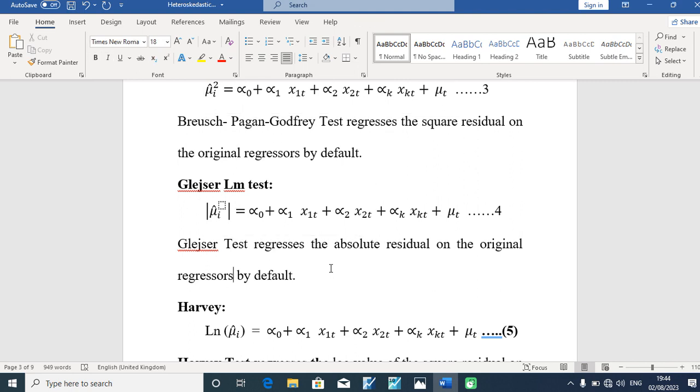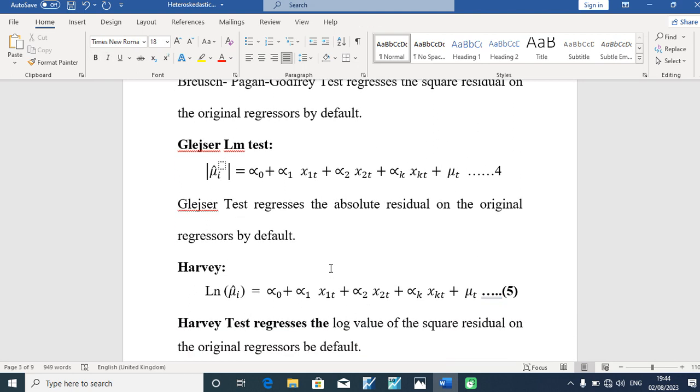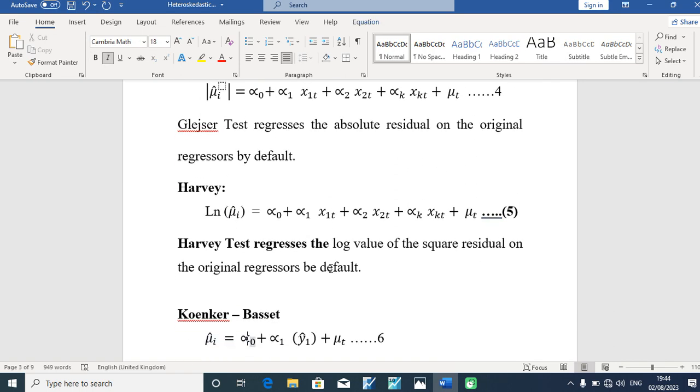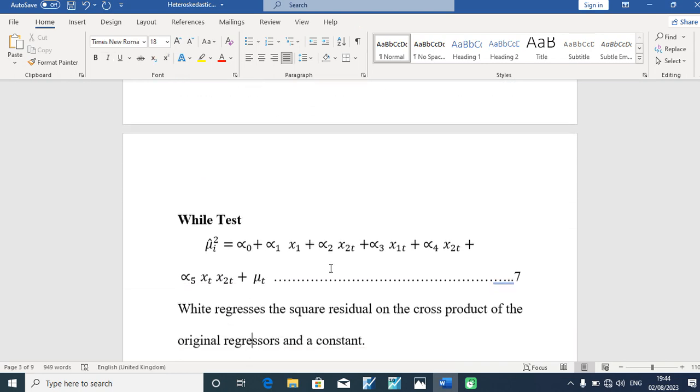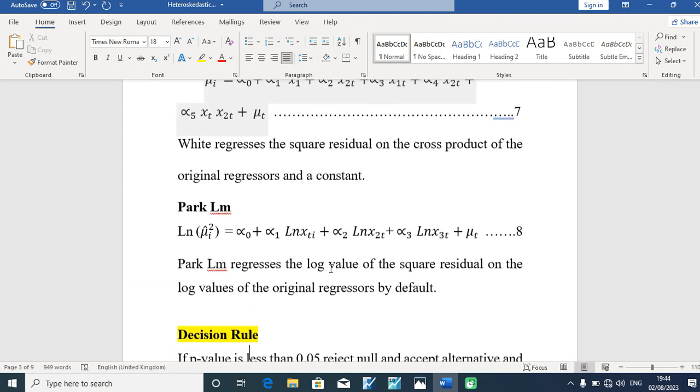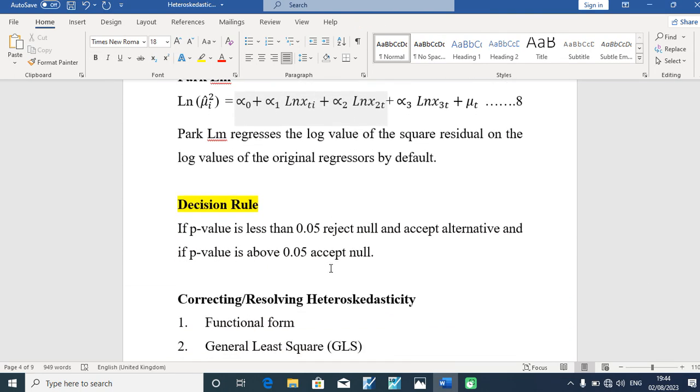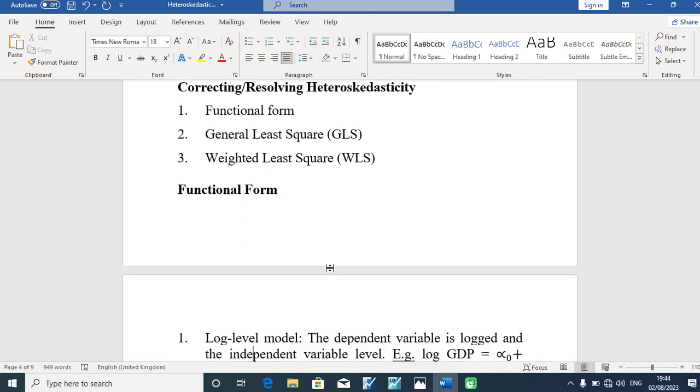Then to solve the problem associated with heteroskedasticity, there are also methods. There are different methods used in solving problems relating to heteroskedasticity. The first way is what they call the functional form, the second method is called the generalized least squares, while the third one is what they call the weighted least squares approach.